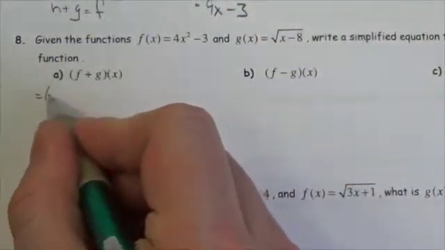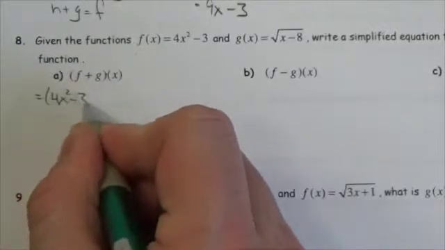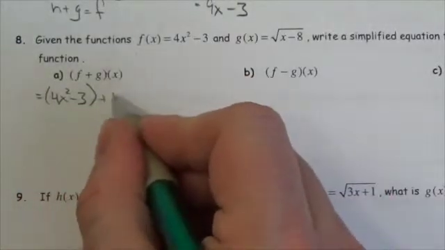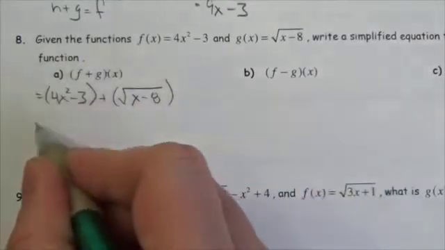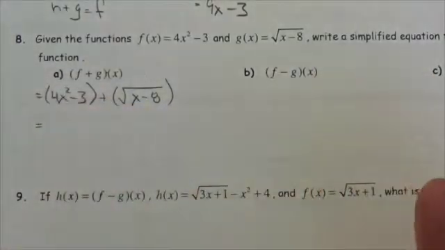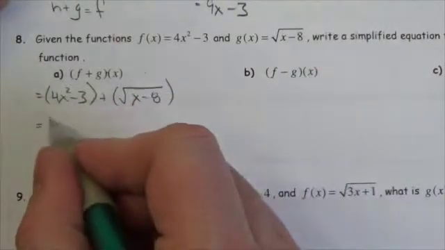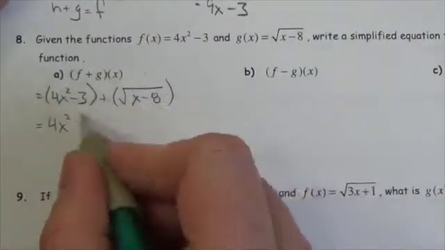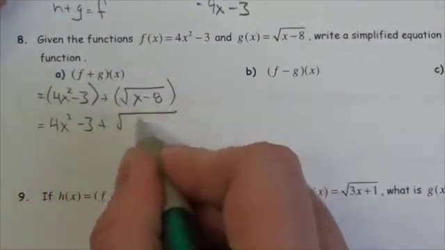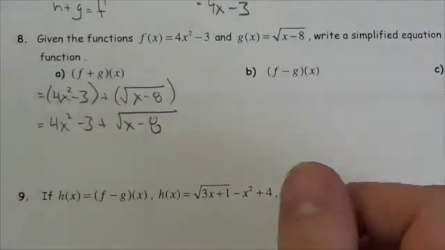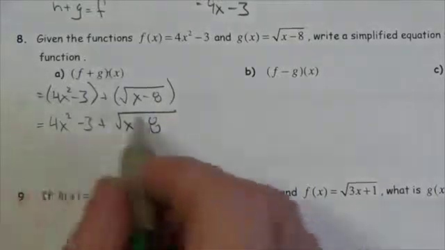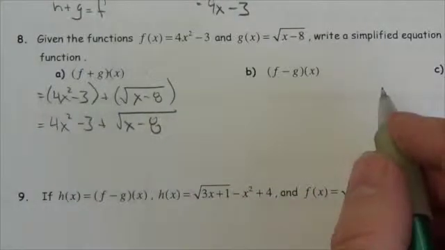So again, I'm going to put parentheses around my f of x, and I'm going to add, and I'll put parentheses around my g of x. And then I'm going to drop my parentheses here, but that's simply going to give me 4x squared minus 3 plus the square root of x minus 8. There's really not much I can do to simplify this. That is about as good as that's going to get.